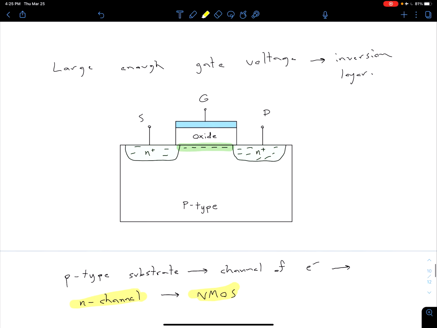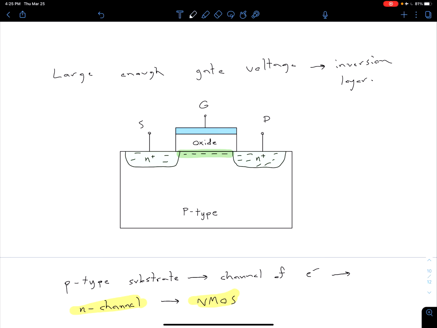Now that we have this inversion layer, we can talk about applying a voltage between our drain and source. Typically our source is going to be grounded. So if we apply some drain voltage with respect to the source, and that value is positive, greater than 0, it's going to cause electrons to flow from the source to the drain. Basically, if we have positive charge here at our drain, that's going to be attracting electrons. So we're going to have electrons that want to move from the source to the drain.